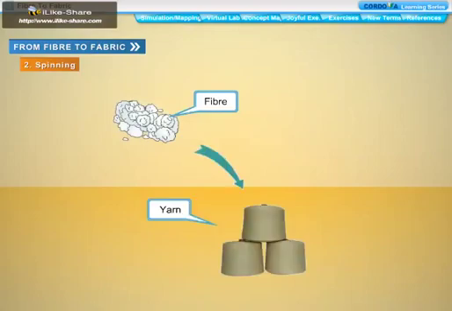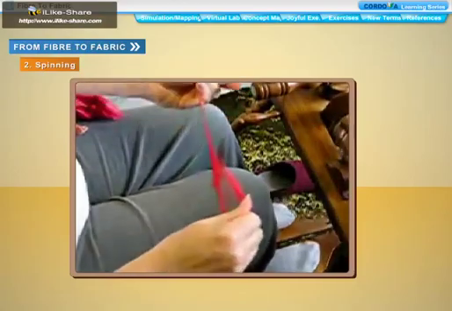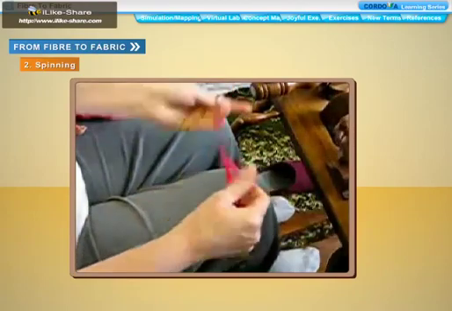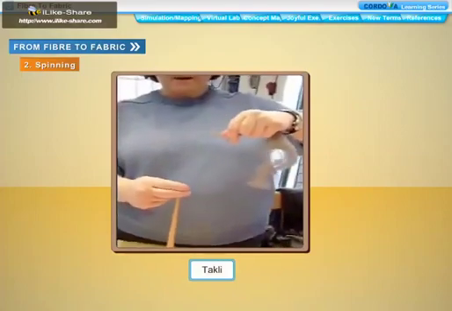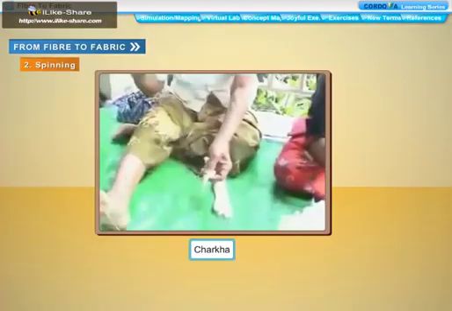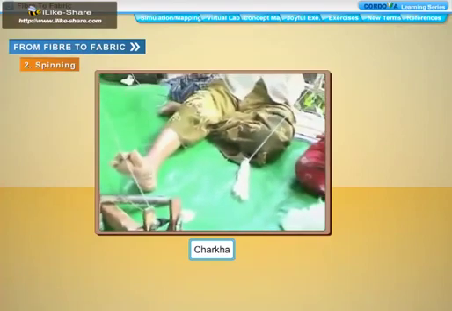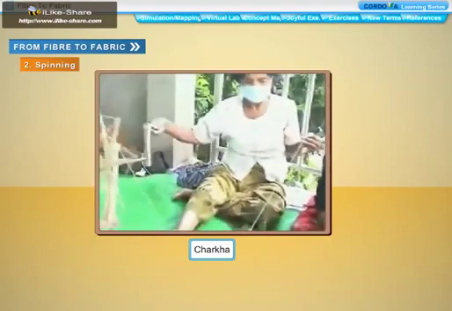Spinning. It is the process of changing fiber into yarn. Spinning draws out the short fibers from the cotton wool and twists them together into a long, continuous thread called yarn. A simple device used for spinning is a hand spindle or tuckli. Another hand-operated device used for spinning is charkha. In rural areas, people still use charkha for making thread or yarn from cotton. Spinning of yarn on a large scale is done on spinning machines.